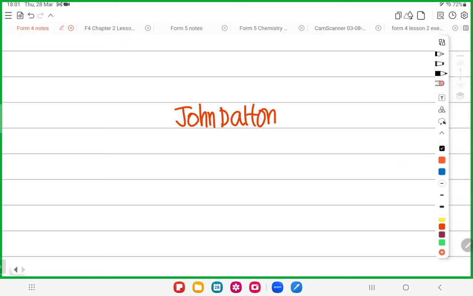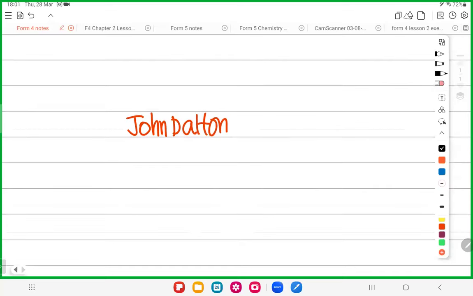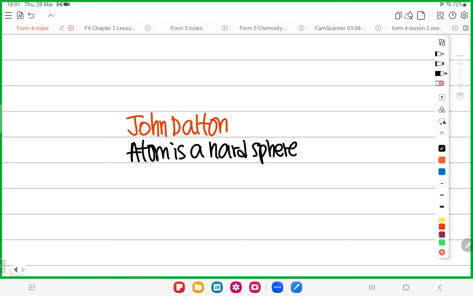So what does John Dalton tell us? John Dalton tells us, atom is a hard sphere. Sphere is what, guys? Sphere means ball, right? Sphere is ball shape. So John Dalton says atom is a ball and it's very, very hard. That's it.